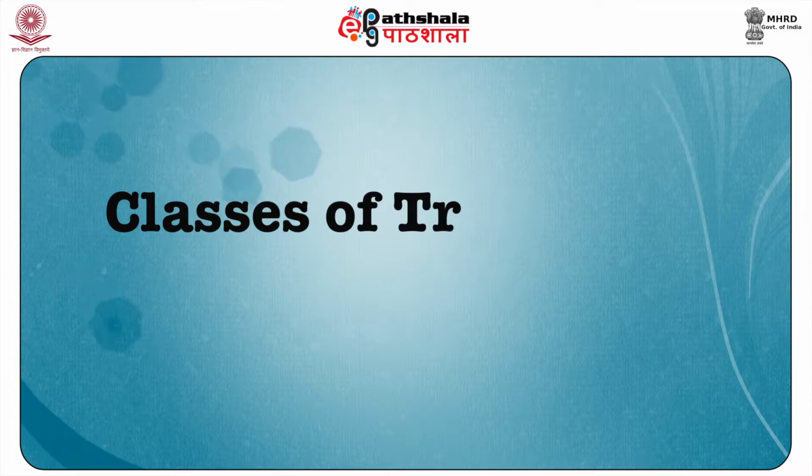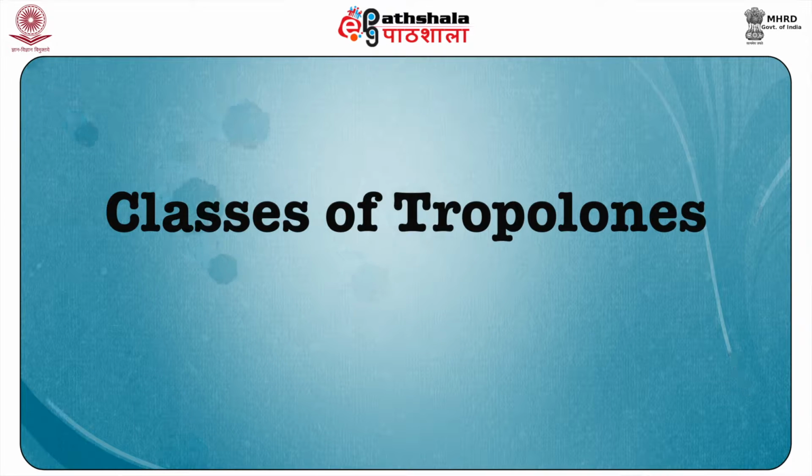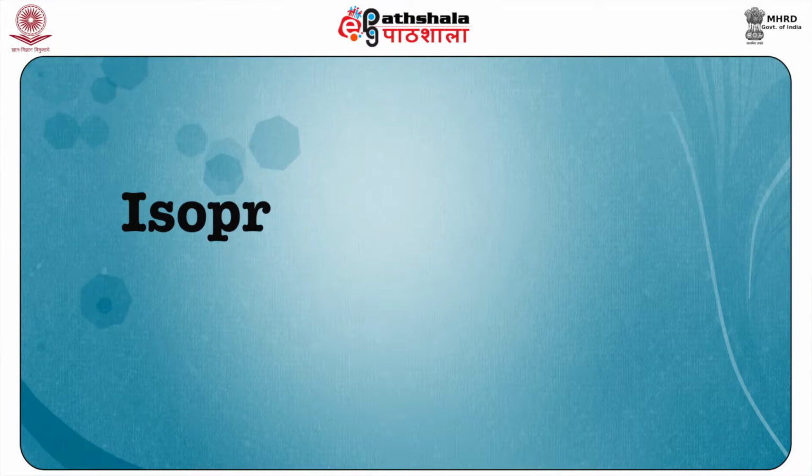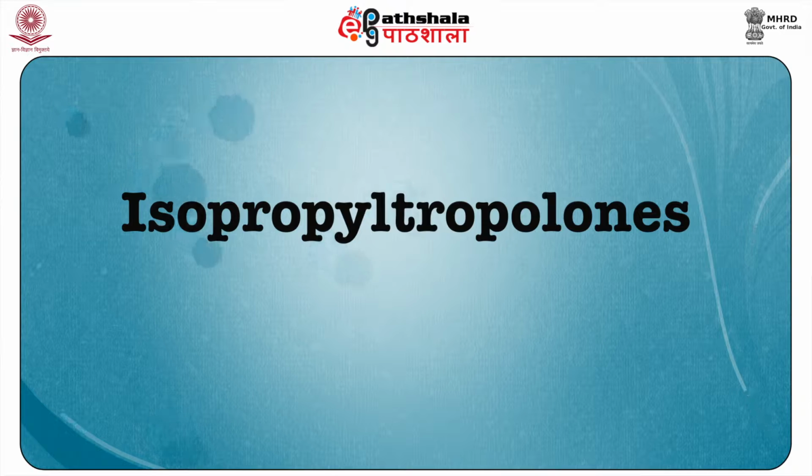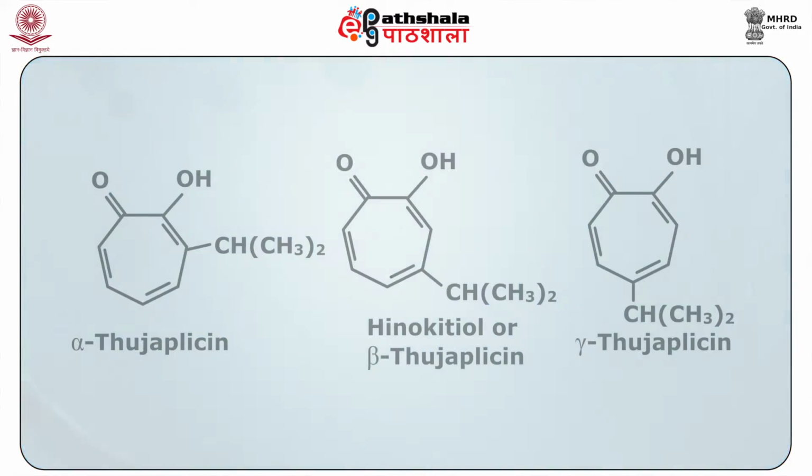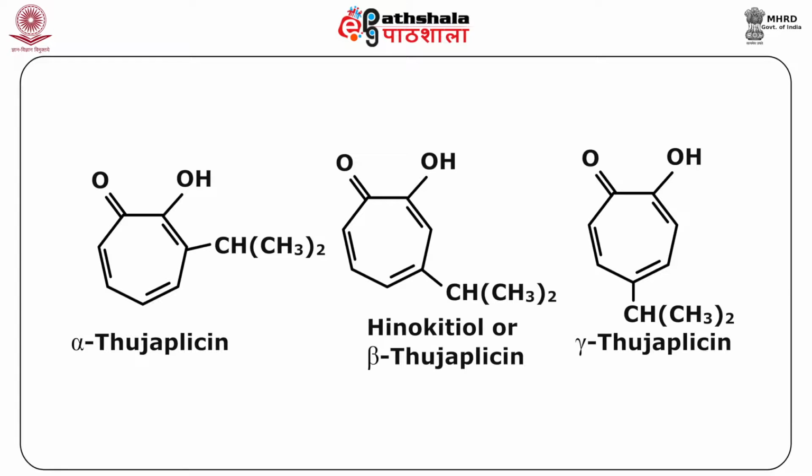Now, various classes of tropolones. What are the various classes that we will know now? There are a few natural tropolones known at present which can be divided into 3 groups. The first one is isopropyl tropolones. These are the simplest of tropolones, which occur in several conifers. Conifers are cone-bearing plants, and they belong to the family Cupressaceae. Examples of this class are alpha, beta and gamma thujaplicin as shown in the figure.